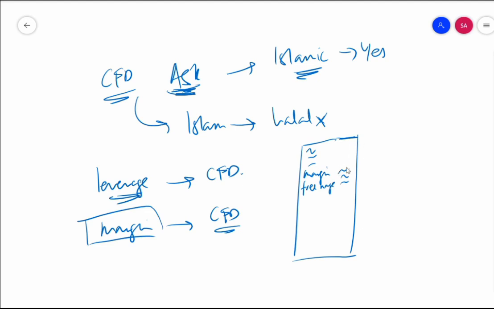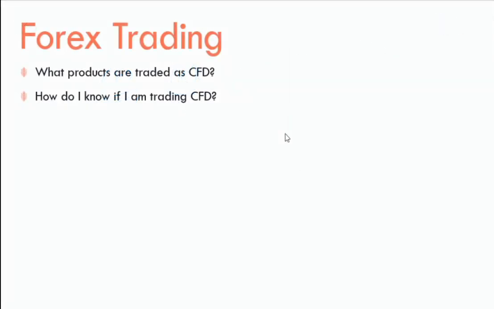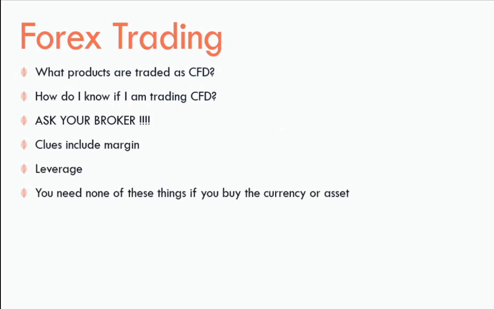Look at your balance. Open your account with your broker if you have one, or a demo account, and just look at it. If it mentions margin and free margin, this is a very good sign you're trading CFDs. If it mentions leverage, it's very, very likely you're trading CFDs. So ask your broker. Clues include margin and leverage. You need none of these things if you buy the currency or the asset.